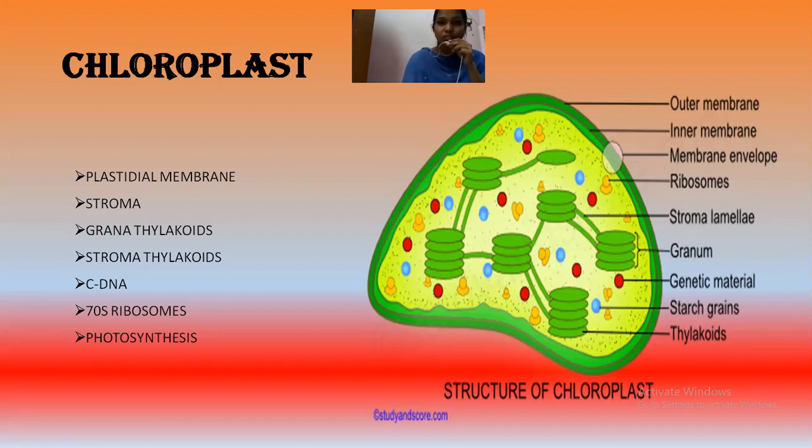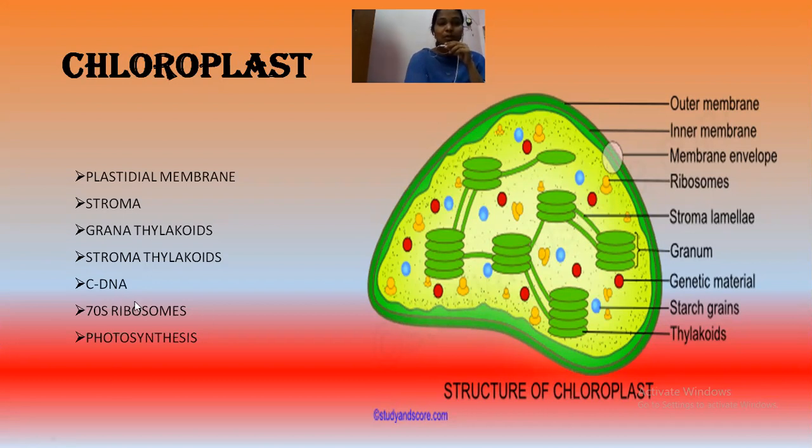If you see the structure of chloroplast, it is bounded by two membranes, the outer membrane and inner membrane, and the gel-like or matrix-like substance present in the chloroplast is called stroma. In the stroma, sac-like structures are there, called thylakoids. The thylakoids are of two types. If they are forming a stack, they are called grana thylakoids. If they are singular, they are called stroma thylakoids. And there is a difference between grana and stroma thylakoids in having photosystem 1 or photosystem 2.